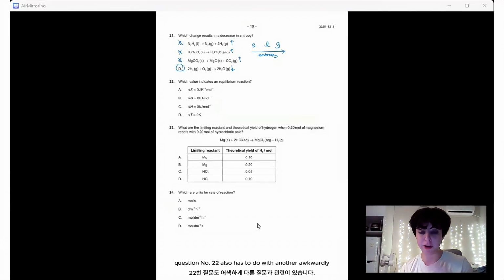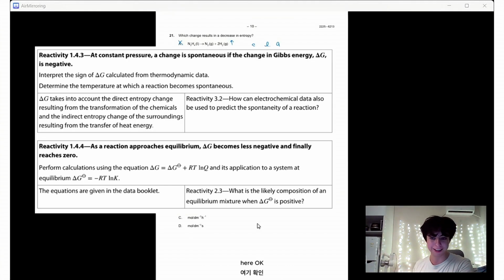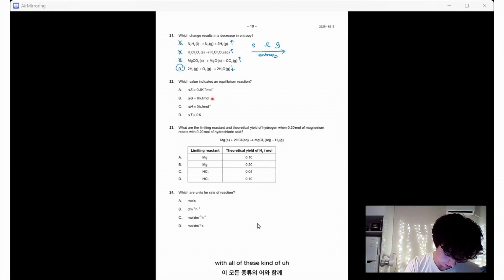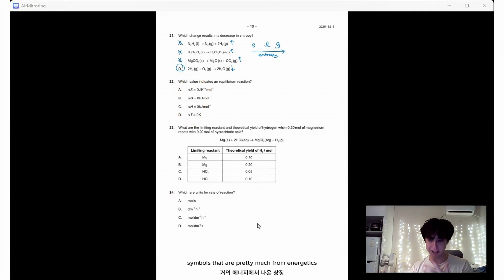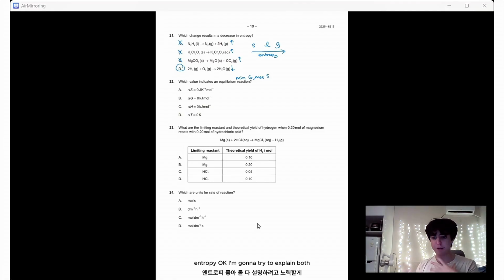Question number 22 also has to do with another awkwardly specific part of the subject guide. I will put that one right here. Okay, screenshot it there. But anyways, with equilibrium, other than the equilibrium constant, with all of these symbols that are pretty much from energetics, our entropy, our enthalpy, our Gibbs free energy, the two big things that they tend to ask about with regards to equilibrium is specifically always going to be minimum Gibbs free energy and then maximum entropy.